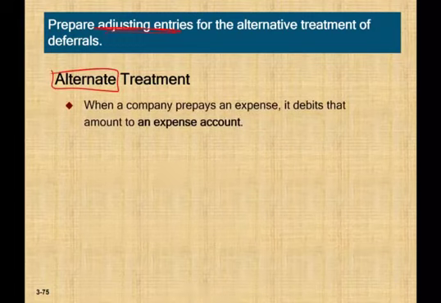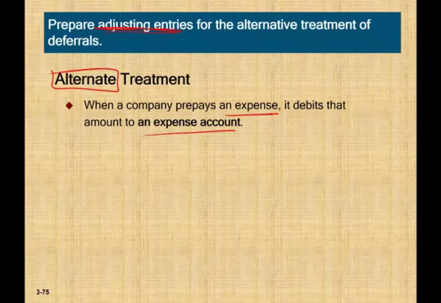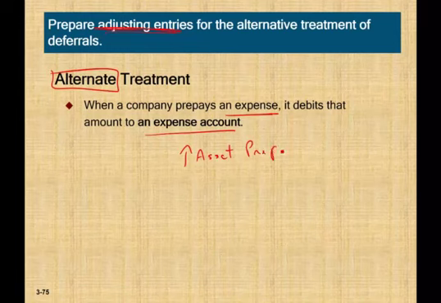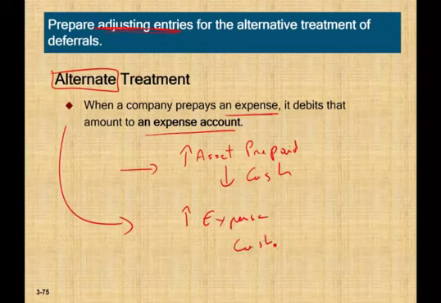Okay? So some companies choose to debit an expense when a company prepays an expense, debit that amount to expense. Remember, if we prepay for something, what did we learn? If we prepay for something, an asset goes up, which is called a prepaid, and obviously cash goes down. This is what we learned. Let's call this the traditional method. The alternate method is to increase an expense immediately and obviously credit cash. So this is the alternate method.